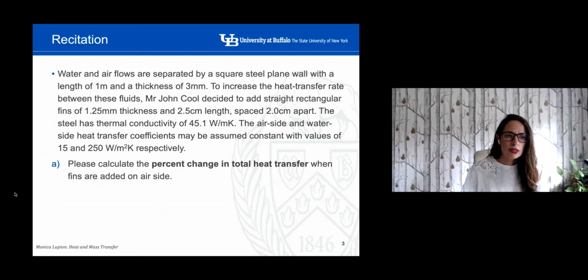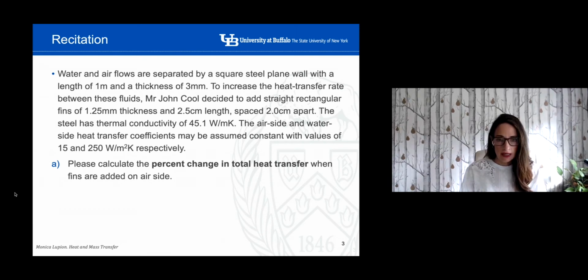So we have water and air flows separated by a square steel plate wall with a length of 1 meter and a thickness of 3 millimeters. To increase the heat transfer rate between these fluids, Mr. John Cool decided to add straight rectangular fins of 1.25 millimeter thickness and 2.5 centimeters length, spaced 2.0 centimeters apart. The steel has a thermal conductivity of 45.1 watts per meter Kelvin.